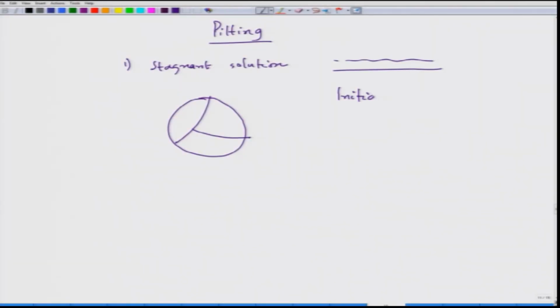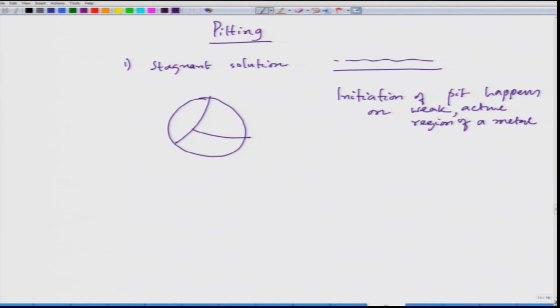So, the initiation of it happens on weak and active regions of a metal. And also crevice is another region where pitting can initiate.